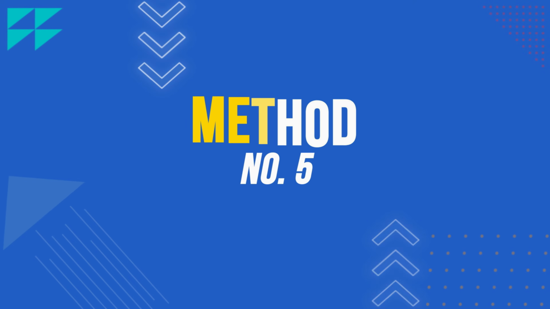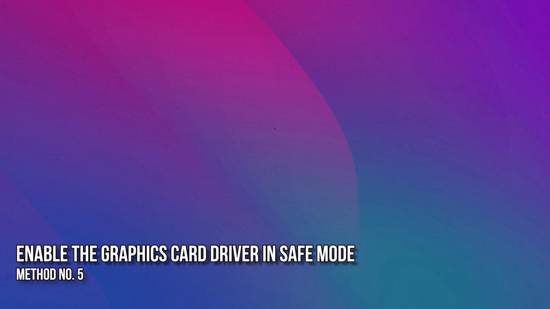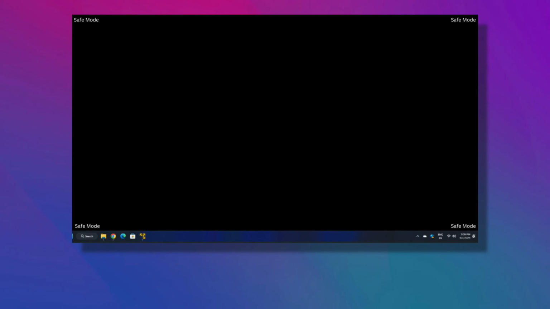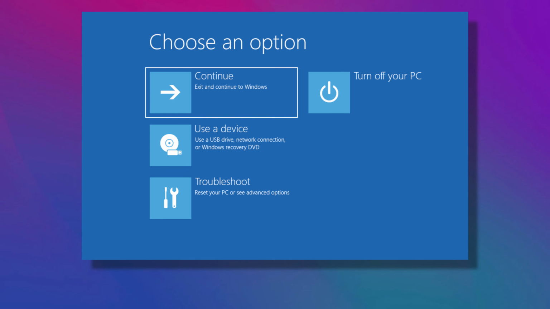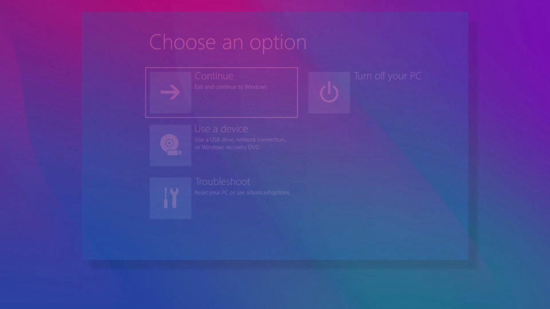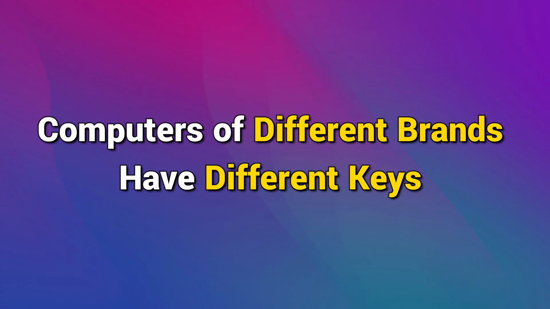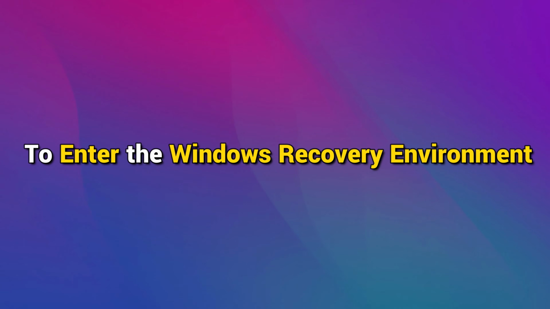Method 5. Enable the graphics card driver in safe mode. You can also enable the graphics card driver in safe mode. Because your screen is not visible, you should enter the Windows recovery environment. Computers of different brands have different keys to enter the Windows recovery environment.